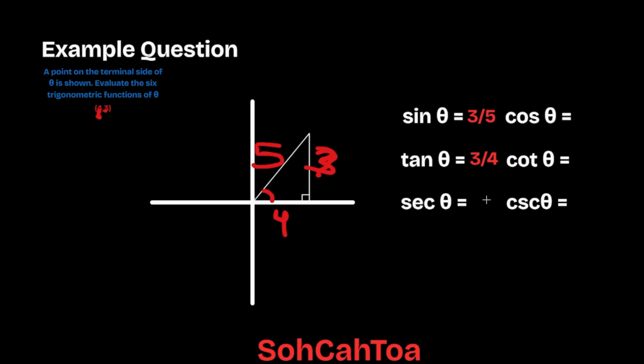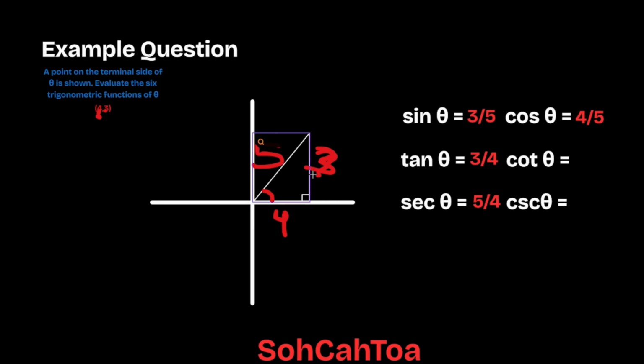And for secant, we know that secant is the reciprocal of cosine. So we look at our cosine and then we read it backwards. So hypotenuse over adjacent. Look at our triangle. Hypotenuse is 5, adjacent is 4, meaning our secant is 5 over 4. And for cosine, that will be adjacent over hypotenuse, so 4 over 5.